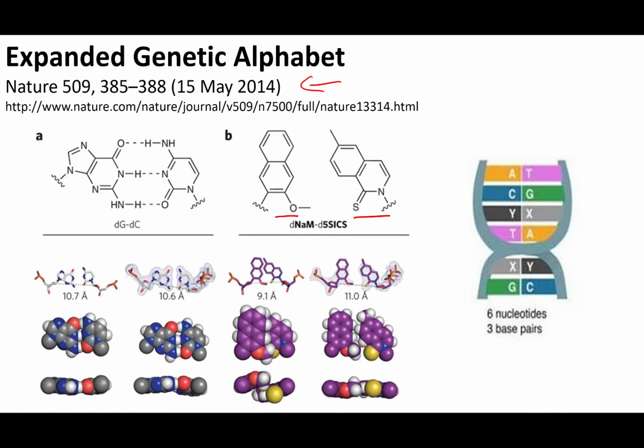If you take a look at X and Y, they are made out of non-polar things. They don't hydrogen bond at all. And so these two will pair up. The researchers went ahead and incorporated this into a living organism. They were able to have that organism replicate X and Y into part of its DNA.